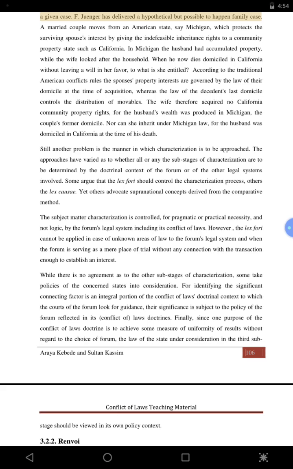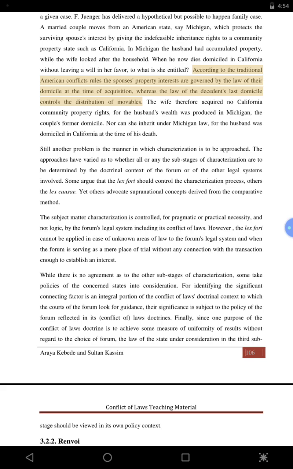F. Younger has delivered a hypothetical but possible family case. A married couple moves from an American state, say Michigan, which protects the surviving spouse's interest by giving indefeasible inheritance rights, to a community property state such as California. In Michigan the husband had accumulated property, while the wife looked after the household. When he now dies domiciled in California without leaving a will in her favor, to what is she entitled?